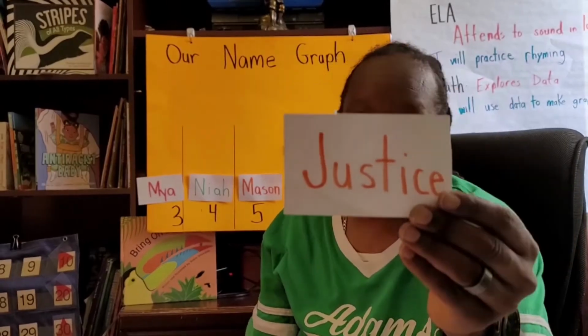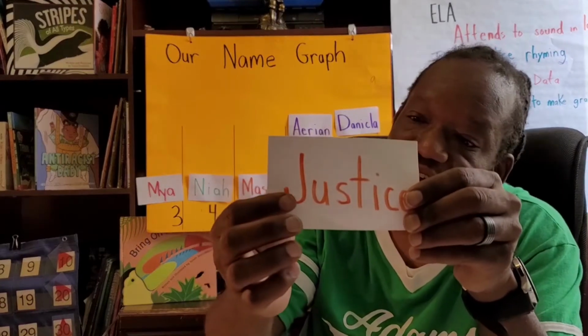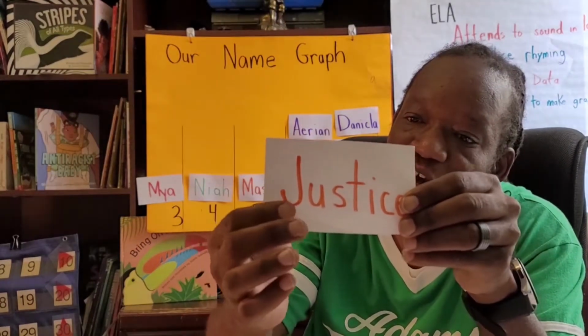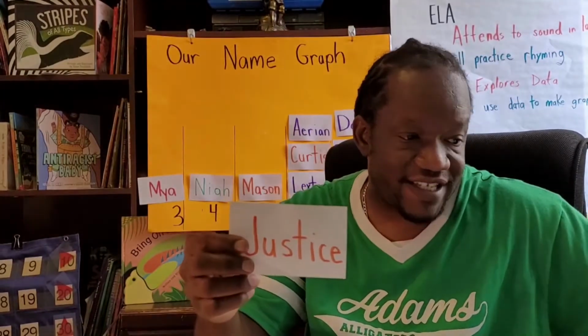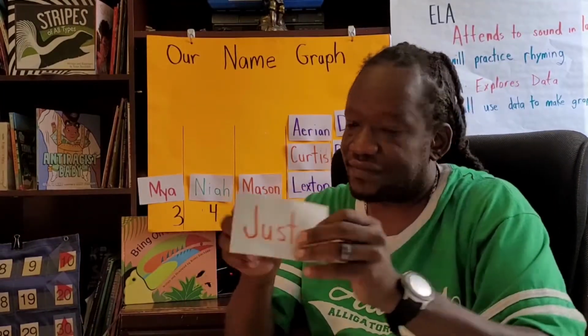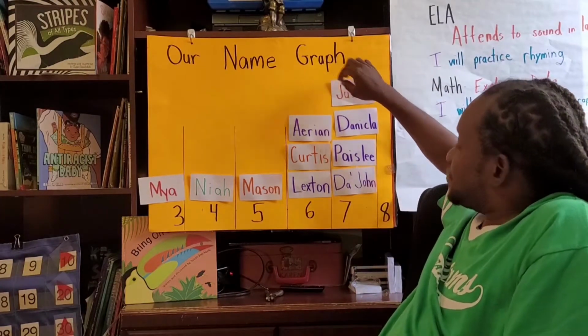Whose name is this? That's Justice. Let's count her letters. Hi, Justice. 1, 2, 3, 4, 5, 6, 7. She also has 7. Let's put her by the number 7.